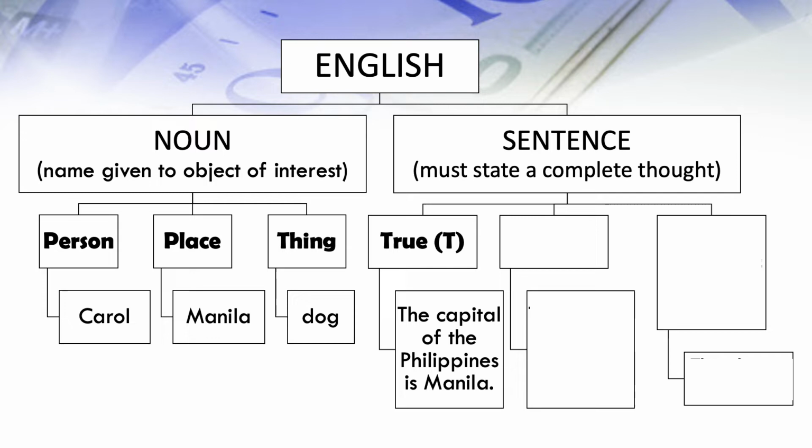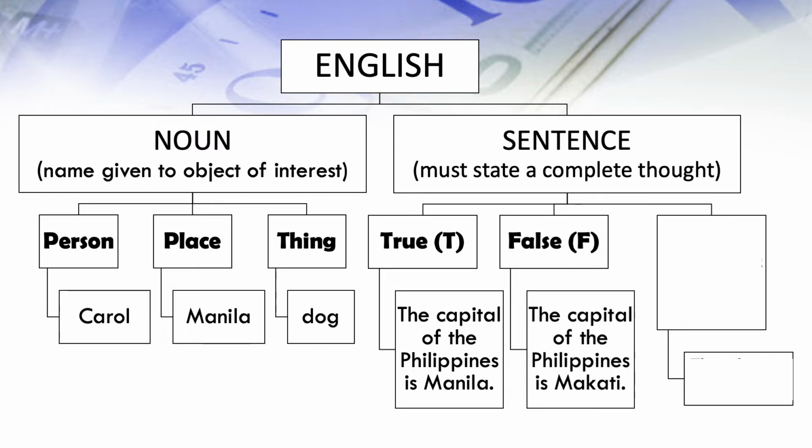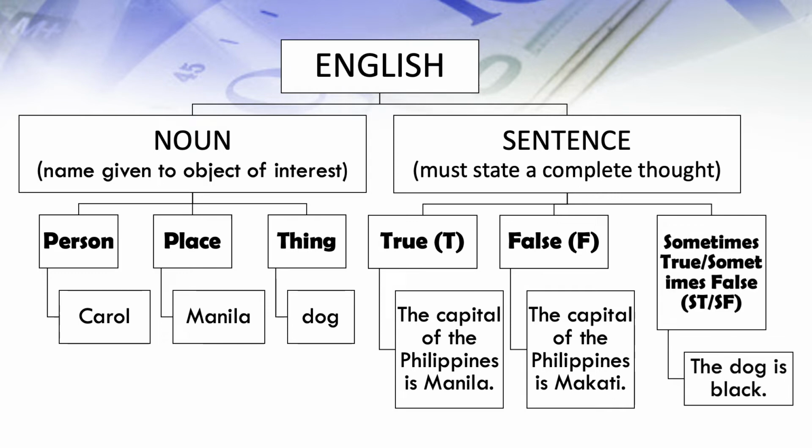So there are statements which are true. Example, the capital of the Philippines is Manila. There is also statements which are false. An example, the capital of the Philippines is Makati. So that is a false statement, but it shows a complete thought. And there are statements which are sometimes true and sometimes false. Example, the dog is black. Okay, the dog is black. Hindi naman all cases the dog is black. Sometimes true, sometimes false.